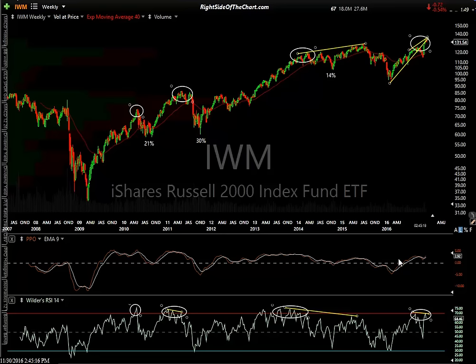The hard part about this is, is it possible? Do we have a series of consecutive extended overbought readings? In other words, the RSI comes back up, prices keep moving up, maybe little pullbacks, but keep making a higher high. Possible, but very unlikely.